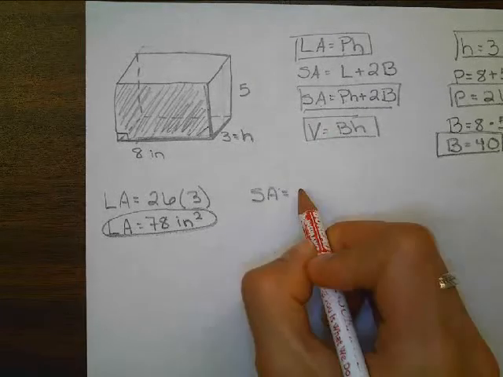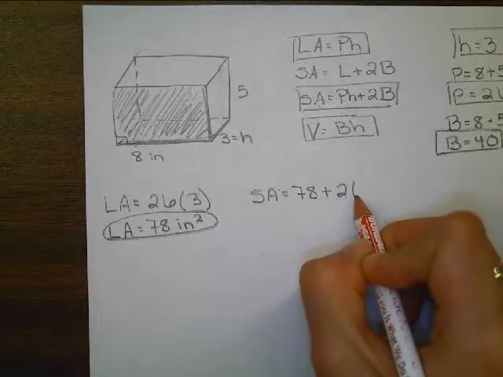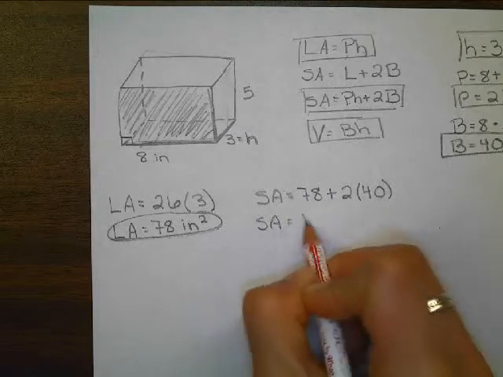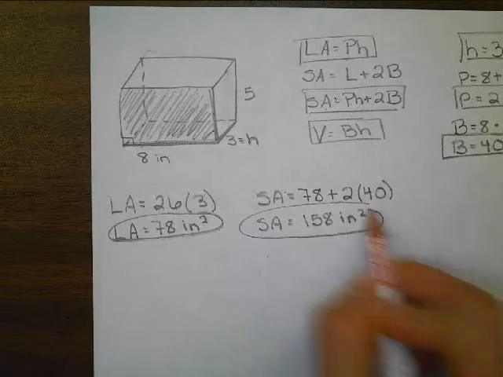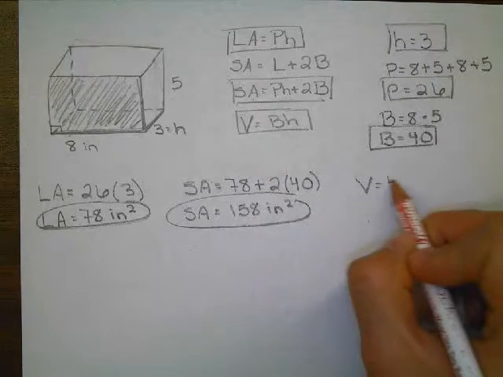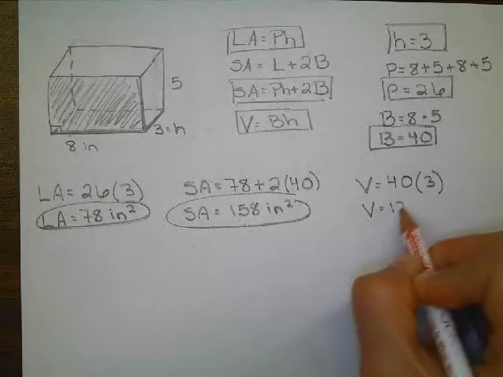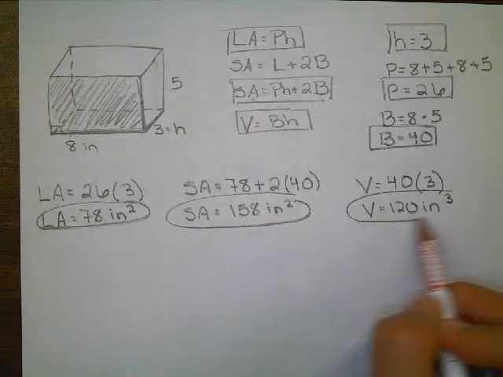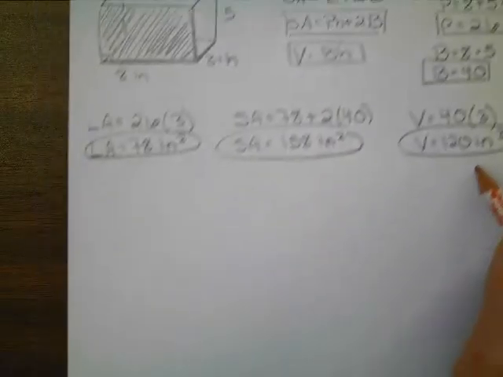Surface area is going to be the lateral area, which is 78, plus the area of both of my bases. So 2 times 40. So my surface area is 158 inches squared. And the last one, volume, is big B times H. So I take the area of the base times my height, which is 3. Volume is 120 inches cubed, because volume multiplies 3 dimensions, so it's cubed. Let's do another one.